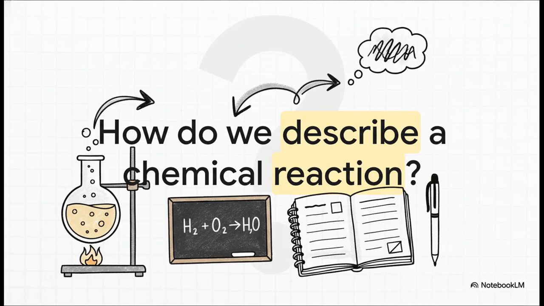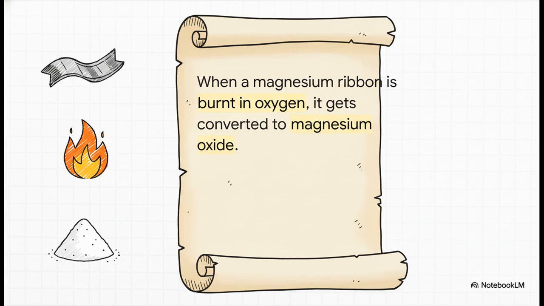So let's start with a very basic question. When you see a chemical change happening, how do you actually describe it to someone else? How would you write it down in your science notebook? You might describe it in a full sentence, just like this one from our textbook. It says, when a magnesium ribbon is burnt in oxygen, it gets converted to magnesium oxide.